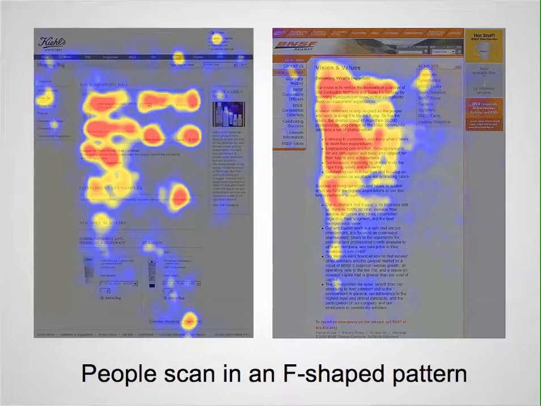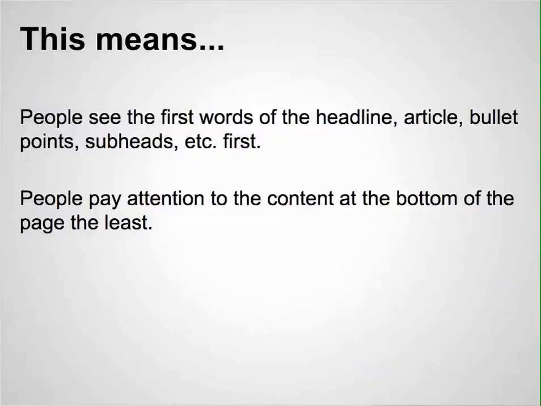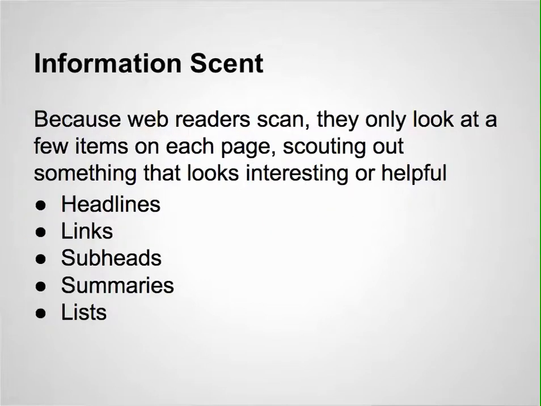So you can see where attention is focused on websites, and it's typically in an F-shaped pattern. This means that people are seeing the first words of everything: the first words of the headline, the first words of the article, bullet points, subheads. They're paying attention to the content at the bottom of the page the least. So you don't put important information on your website or in your article last.